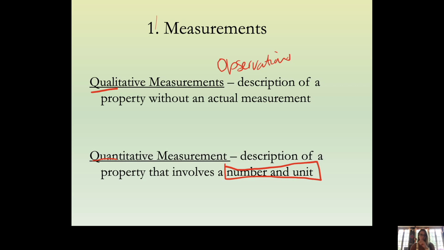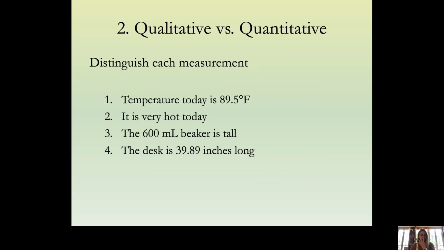Let's show some examples. I like to abbreviate them L for qualitative and N for quantitative. So today the temperature is 89.5 degrees. That measurement is quantitative. It is very hot today. That measurement is qualitative.